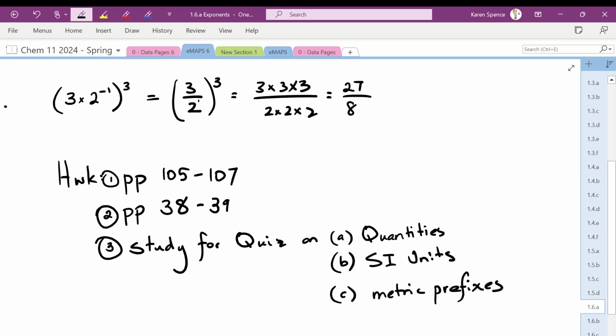So anything that has a positive exponent stays in the numerator. Anything that has a negative exponent can just move down to the denominator. Okay?